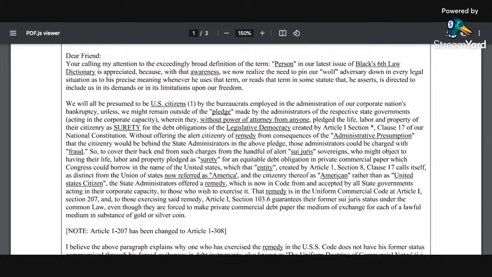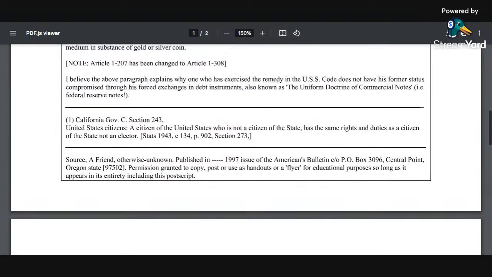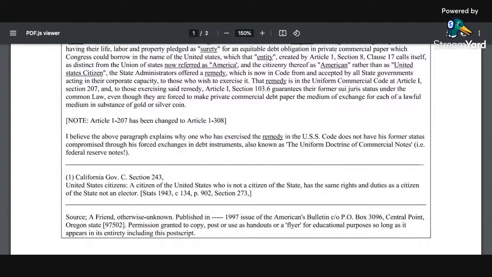And they must fancy the paper, like I'm showing the bond paper where it has all kinds of fancy edging and watermarks for security features. All of these things. Oh, now I guess that's it. I'm done already. I believe that the above paragraph explains why one who has exercised the remedy in the UCC does not have this form of status compromised through his force. Okay, so once you sign the document a certain way, then you're going to be outside of their jurisdiction and authority. Basically, that's what I'm saying.